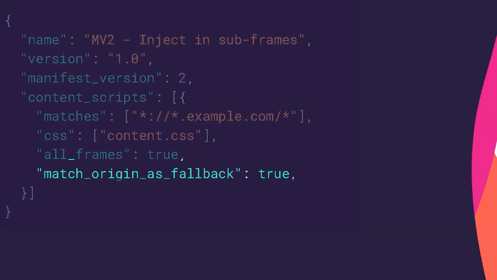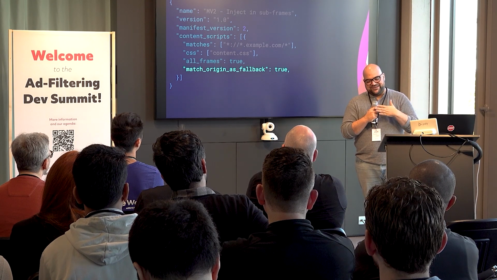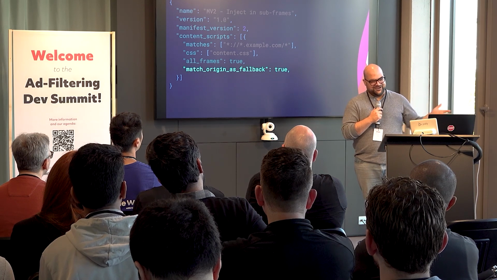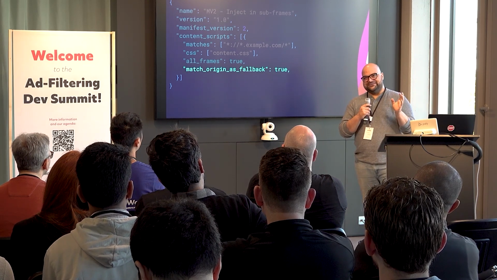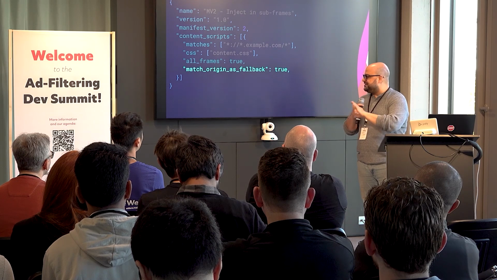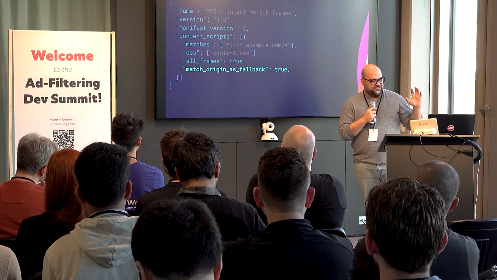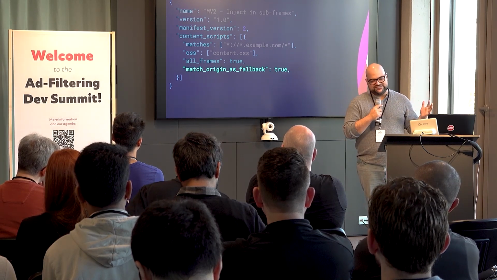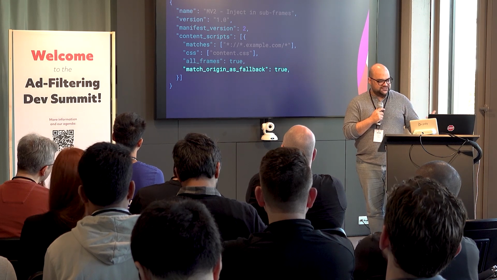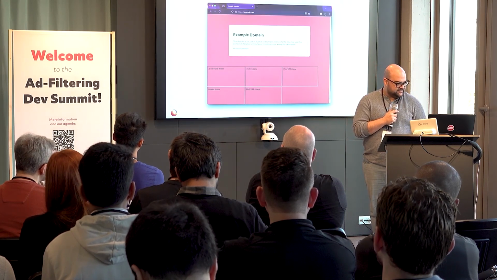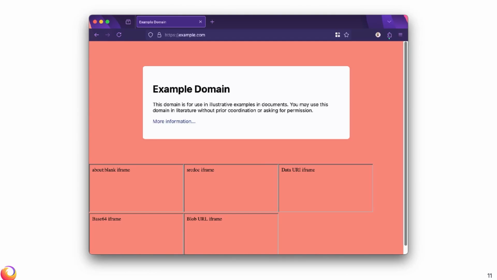So when we have these unique frames without the ability to associate them with a given domain, rather than just having an increasing number of flags like about blank and doc and data URI and blob URLs, instead we have this general concept of expanding the pattern matching to all of the different subframes. When we need to, we can match on this broader pattern. And when we use match origin as fallback, you can see we've matched the injecting context's origin, and that allows us to inject into all of these different subframes.